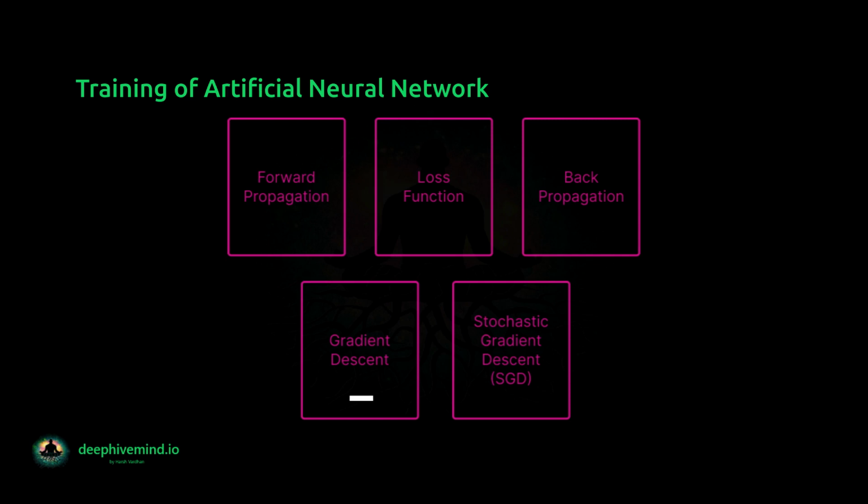Gradient descent. This is an optimization algorithm used to adjust the weights of the network. The algorithm calculates the gradient of the loss function with respect to the weights and updates the weights in the opposite direction of the gradient. This process is done until the loss function is minimized.